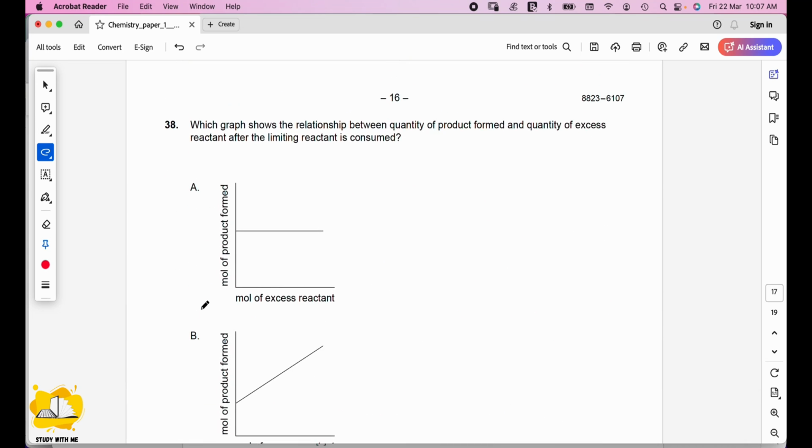And which graph shows the relationship between the quantity of product formed and the quantity of excess reactant after the limiting reactant is consumed? When the limiting reactant is consumed, the excess reactant remains in the mixture. Once the limiting reactant is finished, the reaction cannot proceed anymore. So the excess just stays there, the products just stay there, and there's no more reaction. So it will be A.